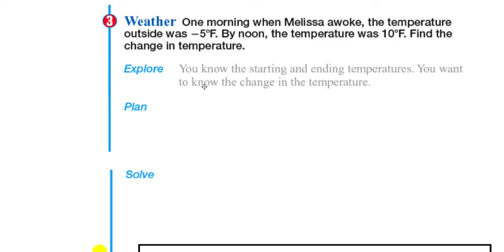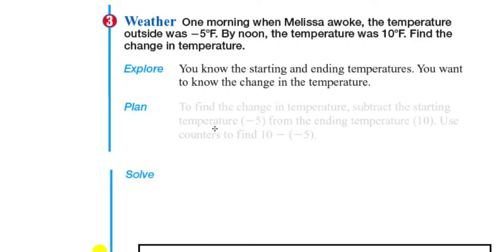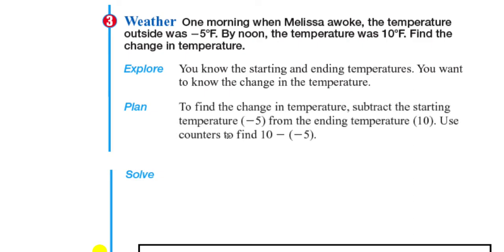So we want to first know the starting and ending temperatures. Actually, we already know them. You want to know the change in temperature. So our plan is to find the change in temperature: subtract the starting temperature, which is negative 5, from the ending temperature of 10. So we want to use counters to find 10 minus negative 5.